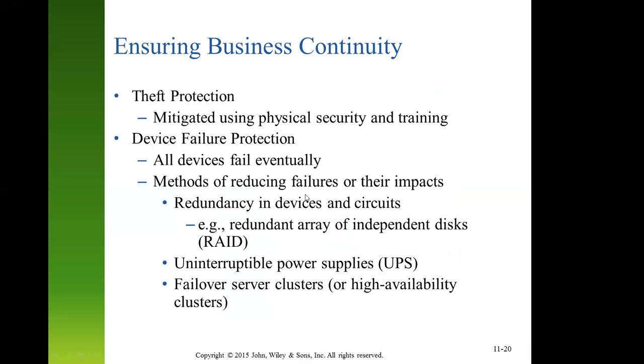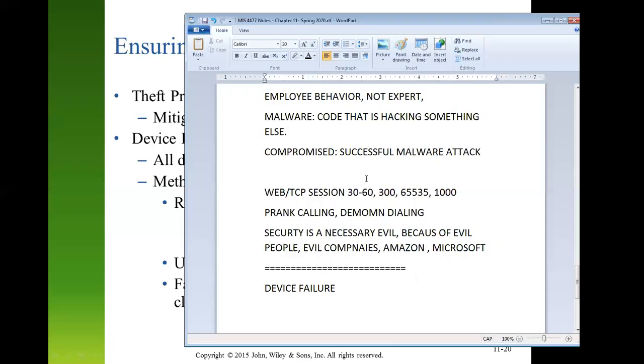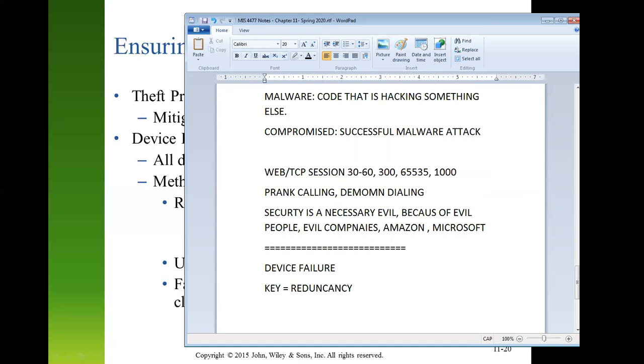Methods for reducing failures or their impacts: redundancy. That's the key, by the way. The key to unauthorized access is prevention with passwords. The key to device failure is redundancy. Having more than one thing.